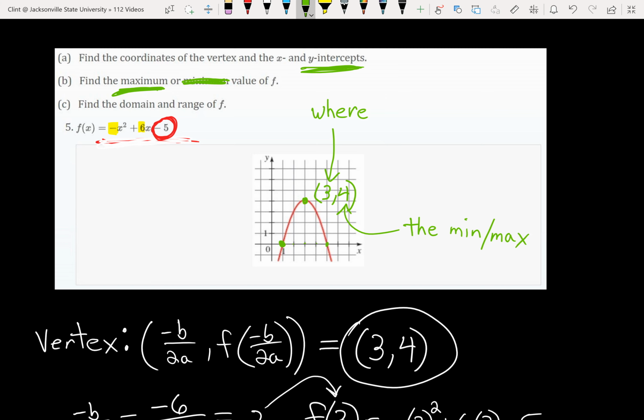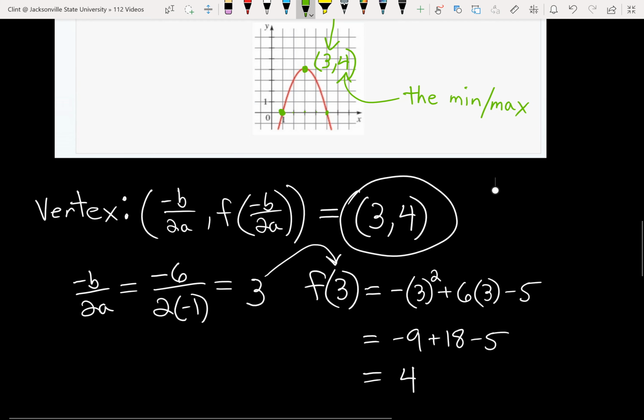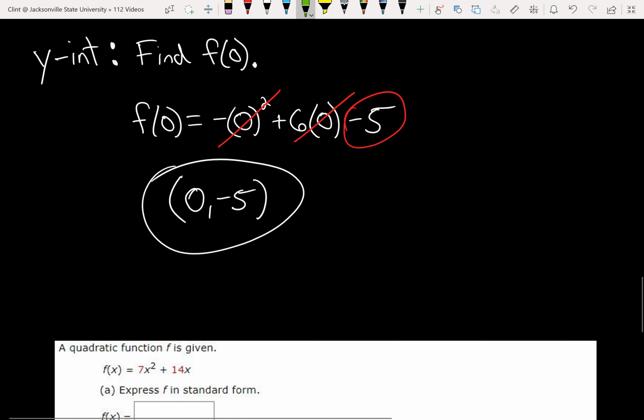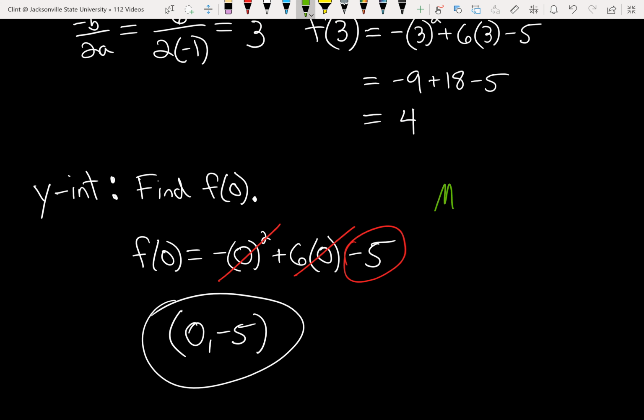So here, what's the maximum value of f? It's going to be 4. So max equals 4. Okay, that's our maximum value.